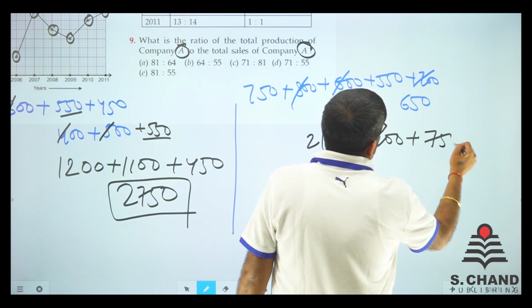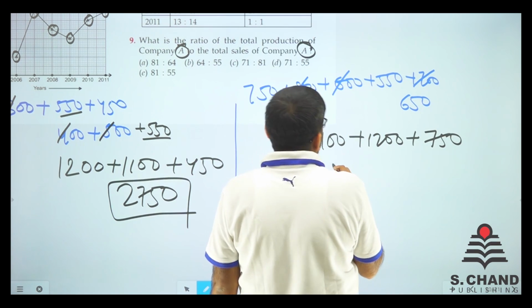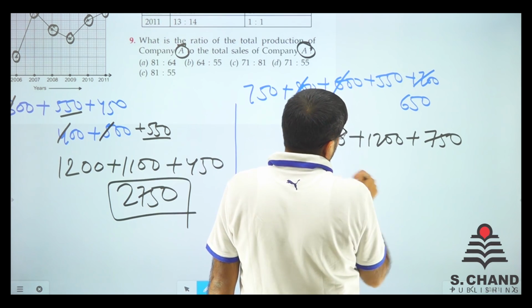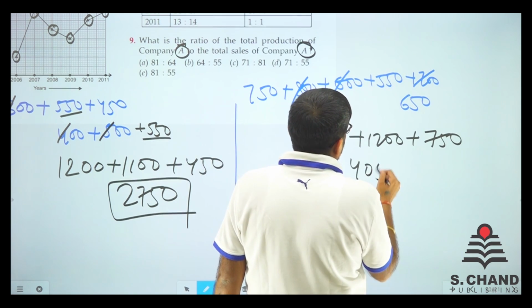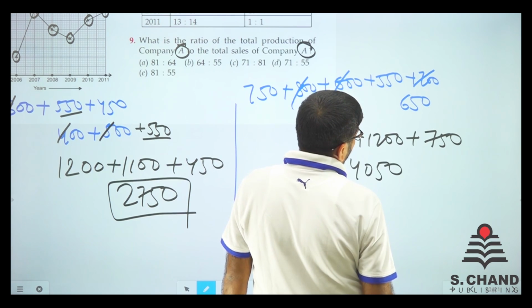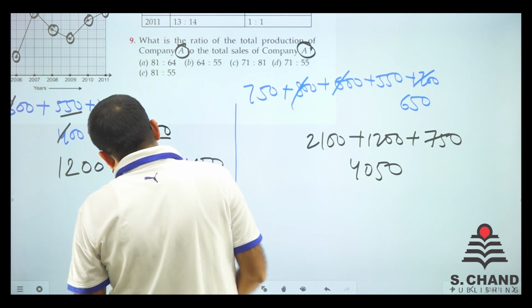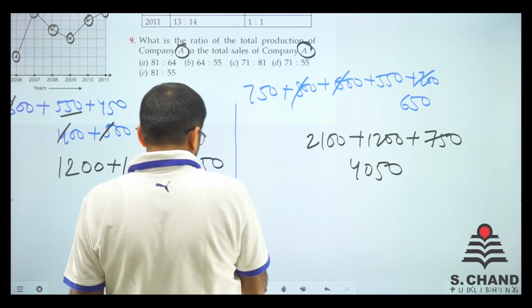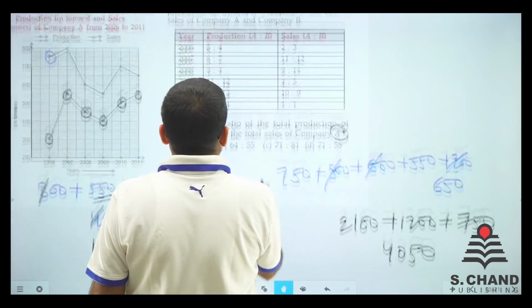Plus we have got 750. So 21 and 12 is like same 33. 33 plus 7 is like 4050, right? Now 4050 and this is like 2750. So what is asked? Let me see the question again.